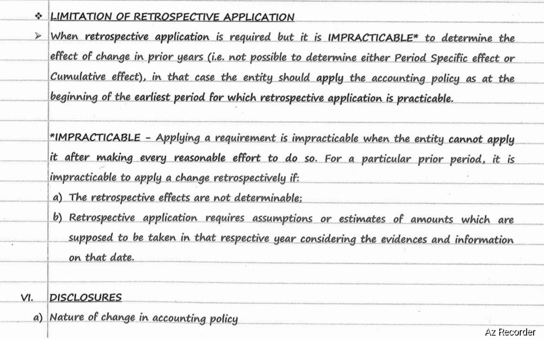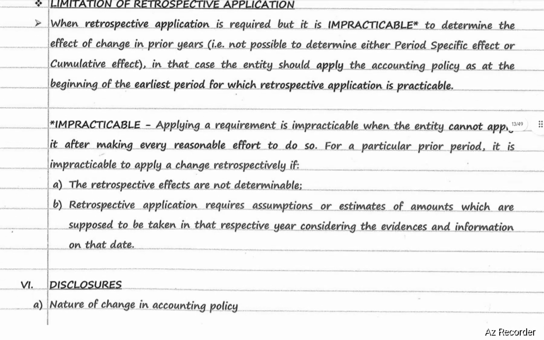When retrospective application is required, but it is impracticable to determine the effect of the change in previous years, that is, it is not possible to determine either the period-specific effect or the cumulative effect, the entity should apply the accounting policy as at the beginning of the earliest period for which retrospective application is practicable.